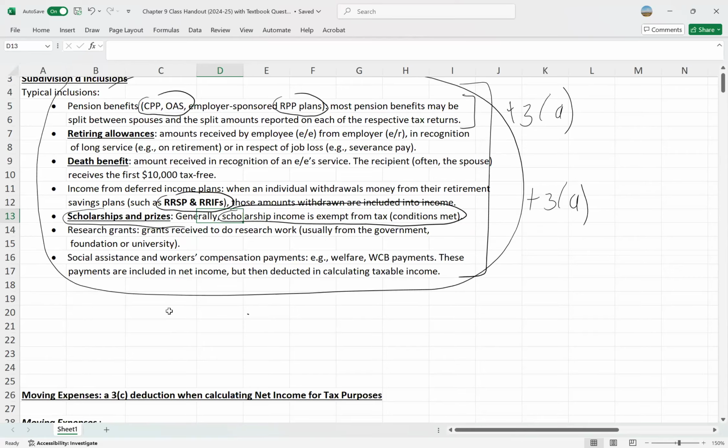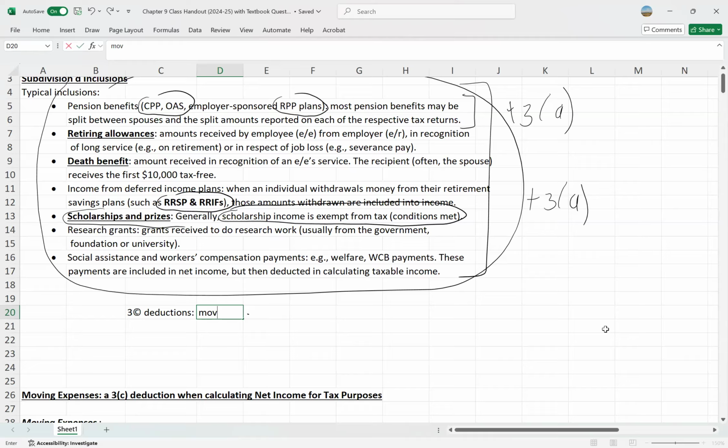The deductions that we're going to focus on are those 3C deductions that we talked about when calculating net income for tax purposes. So if you remember all the way back in chapter 1 and 2, we said that when we're calculating net income for tax purposes, 3A is positive amounts of business, property, employment income. 3B is the excess of your taxable capital gains over your allowable capital losses. And then we have these 3C deductions.